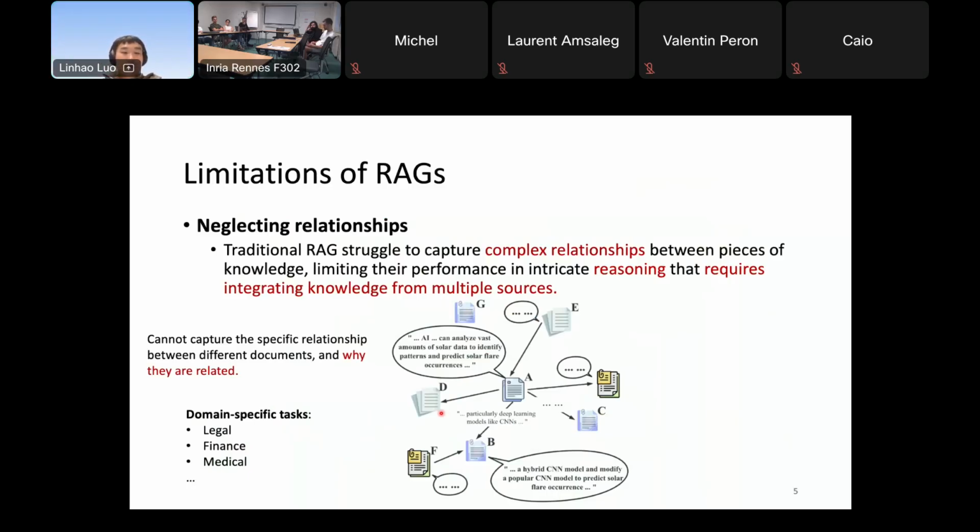Existing methods fail to capture the relationship between the documents and cannot understand why they are related, because they are purely based on embedding similarity. This makes dense embedding based RAG achieve suboptimal performance in some domain-specific tasks, for example legal, finance, or medical.